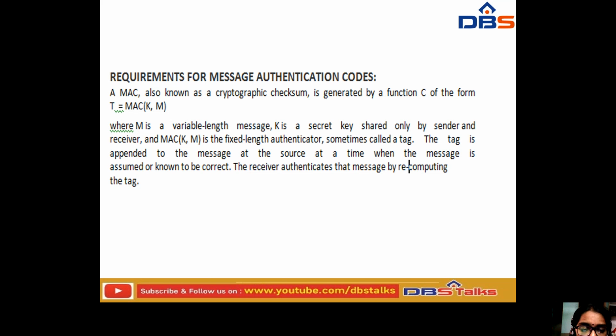So the requirements for the message authentication code are, first, M is a variable length message, and K is the secret key shared only by the sender and the receiver, and MAC(K, M) is the fixed length tag, appended when the message is assumed to be known or correct. The receiver authenticates that message by recomputing the tag.